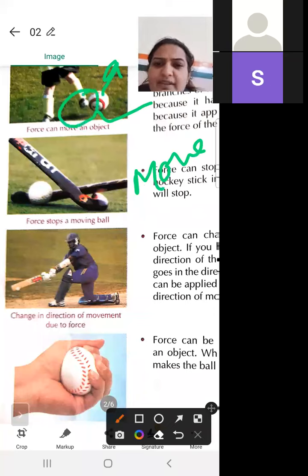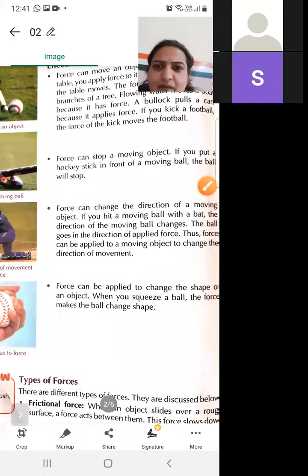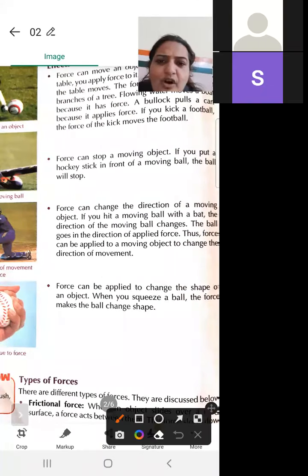So force can move a stationary object. Force can move an object. So what are the effects of force? First, force can move an object. And next, force can stop a moving object. And what are the examples?